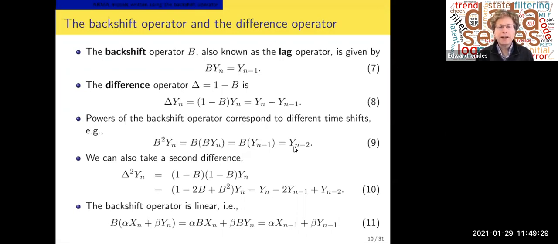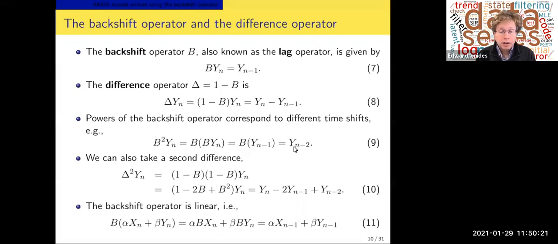What does B squared mean? B squared means doing B and then B again, and so that's shifting time by 2. We can also take a second difference, delta squared y_n, and again, we just use the fact that algebraically these backshift operators just behave like other numbers, and so delta is 1 minus B, so delta squared should be (1 minus B) times (1 minus B), which is 1 minus 2B plus B squared. And then when we apply that to y_n, we get y_n minus 2y_{n-1} plus y_{n-2} in equation 10 there.